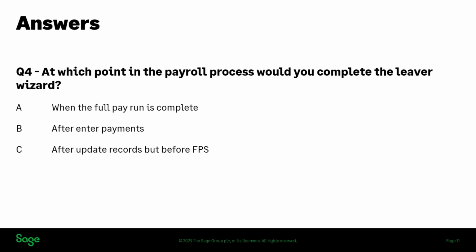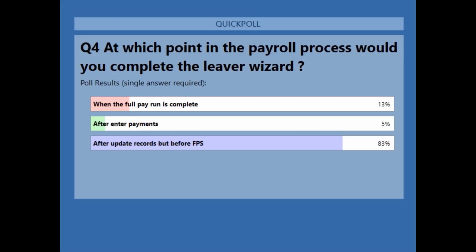Okay, final question of round 1, which was, at which point in the payroll process would you complete the Leaver Wizard? As I mentioned, we did have quite a few questions about this in our starters and leavers session on Tuesday morning. So let's reveal the results first of all, before Duncan reveals the answer. So again, another big majority. We have 13% on when the full payroll is complete. We have 5% who said after you've entered payments, and 83% who said after update records, but before running your FPS. So again, we'll hide that one down.